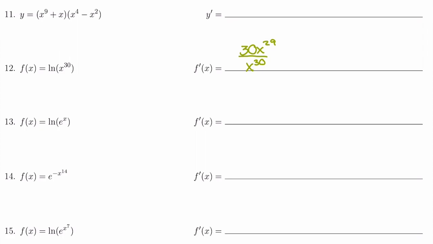Same exact thing for the next one. I have ln of e to the x. I'm going to cover up the ln and look at what's inside the ln. I'm going to do the derivative of the inside over the original inside. So the derivative of e to the x is e to the x over the original inside, which is e to the x.